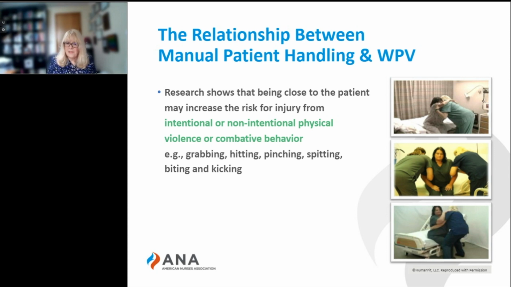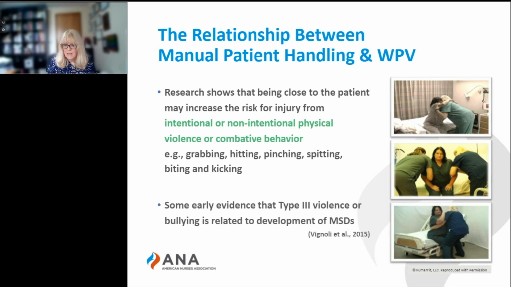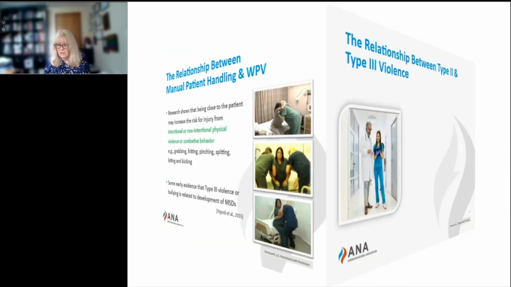We also have evidence to say that if you use overhead lifts or ceiling lifts, floor lifts, air assist devices for transfers, we see less physical violence to staff and less injuries to staff. And this is both in the acute care and long-term care setting. And there's some early evidence that bullying is also related to the development of musculoskeletal disorders, such as back injuries, especially when you also have exposure to risk factors associated with manual handling.